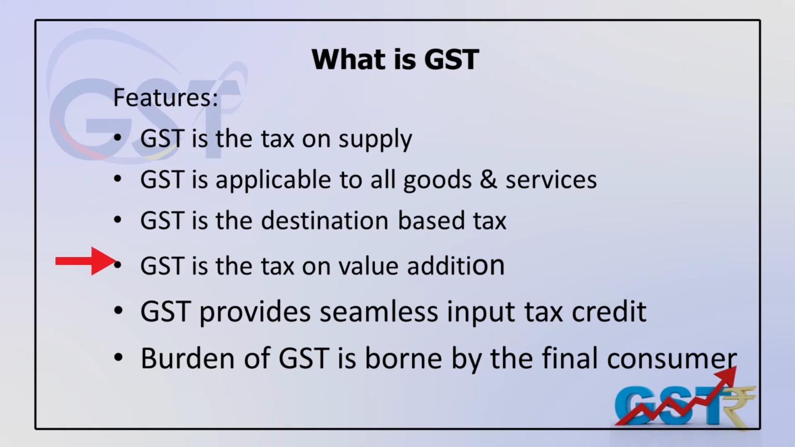GST is a tax on value addition. Remember, at each point of supply, some value is added and tax is to be calculated on that value addition. GST provides the seamless input tax credit, because at the time of definition, you have heard that the supplier will get the benefit of input tax credit. That tax paid during the purchase will be adjusted at the time of supply to the next person. So, this is the mechanism.